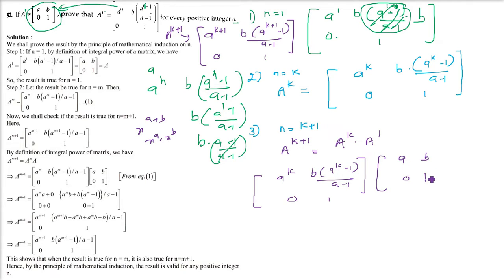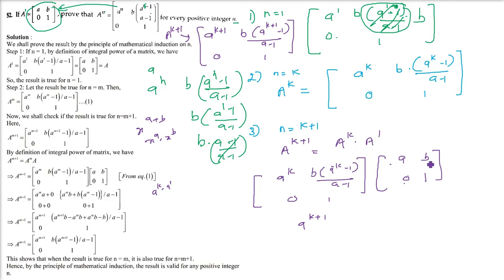This multiplication has to be done. Okay, so let us multiply it properly. So this a raised k into a raised k into a raised 1 is a raised k plus 1. This row and this column. Multiplying this b, whatever is multiplied with b, 0 will be 0.